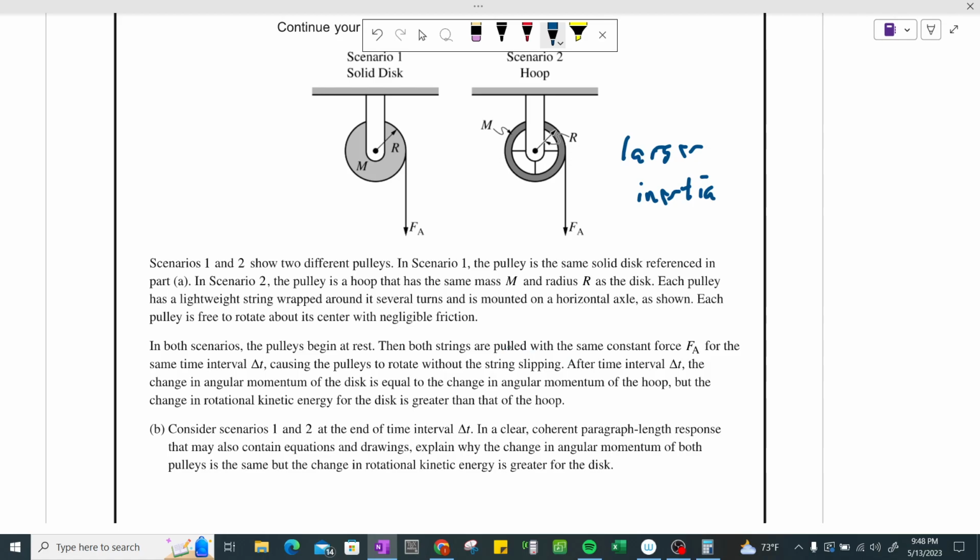They're both pulled with the same constant force. If it's the same constant force, that's like a hanging block. 2 is going to go slower for that same time interval. After that interval, the change in angular momentum of the disk is equal to the change in angular momentum of the hoop. But the change in rotational kinetic energy for the disk is greater than that of the hoop.